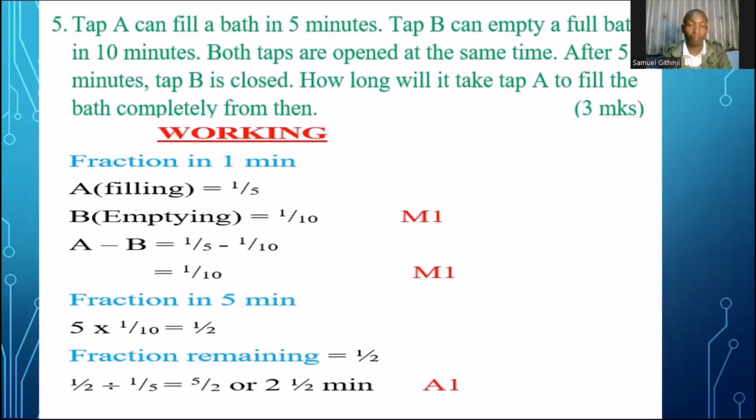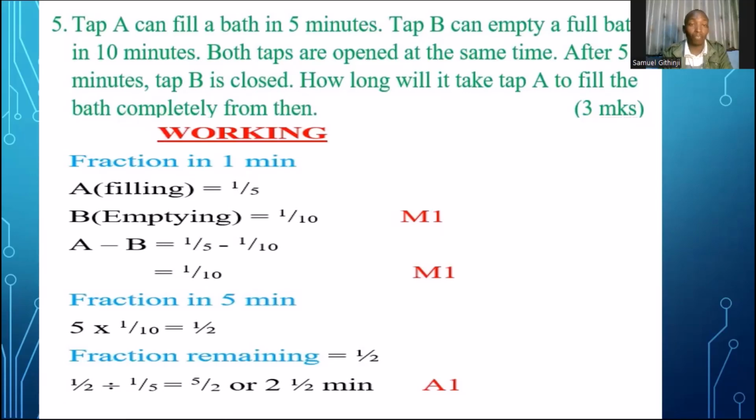Within 1 minute. So what about 5 minutes? You multiply 5 times 1/10. You get a half. So within 5 minutes, these two taps running together had filled a half of the tank. So what fraction was remaining? A half, the other half. Remember now tap B is closed. Tap A is filling the bath at a rate of 1/5 of the bath per minute. So 1/2 divided by the fraction per minute. By doing that, you get 5/2, which is 2.5 minutes. That is question number 5.